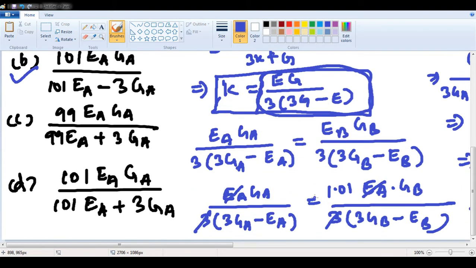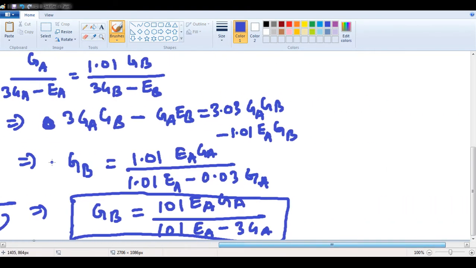GA will be how much? So this is how one has to go by this.